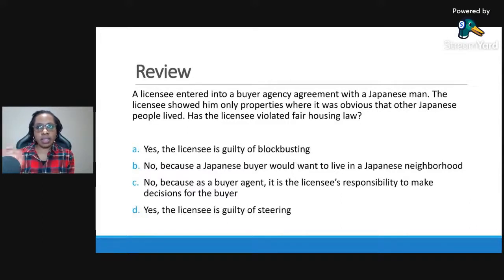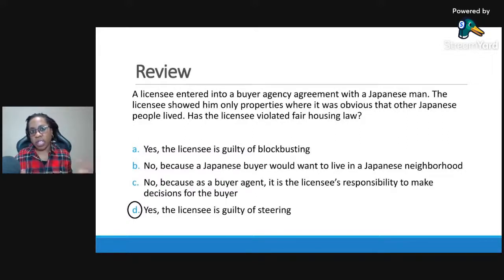Now let's go to the yeses. First, yes, A, the licensee is guilty of blockbusting, or they're guilty of steering. All right, so what are they doing? They're guiding them towards a certain area. So that would be steering. All right, so remember steering? I told you with a car. So we're steering them in a direction. We're steering them towards neighborhoods where it's obvious that other Japanese people live. So our answer would be D as in dog.